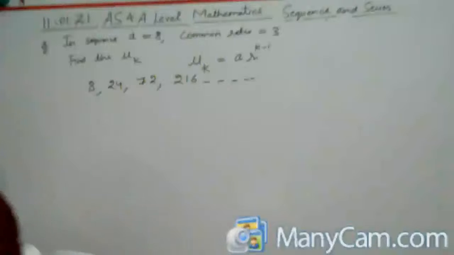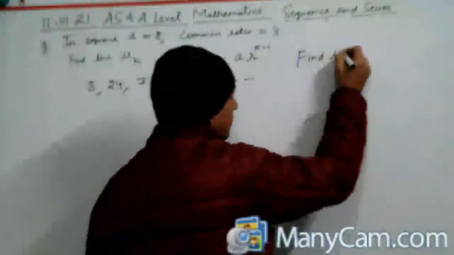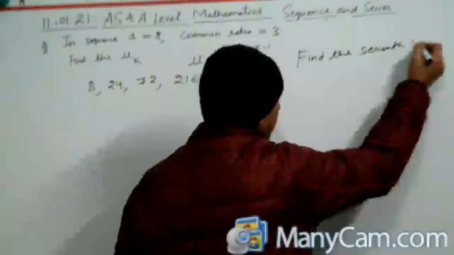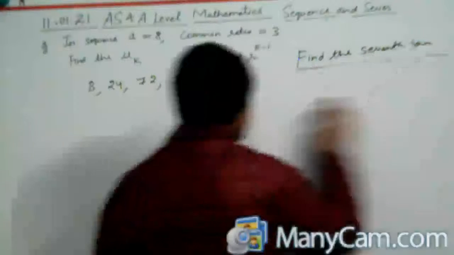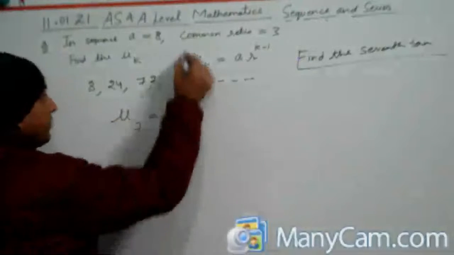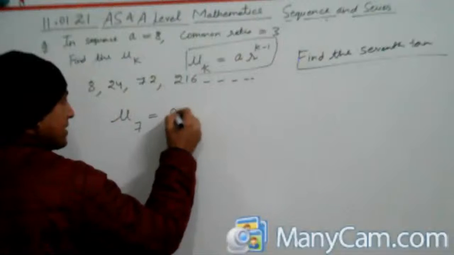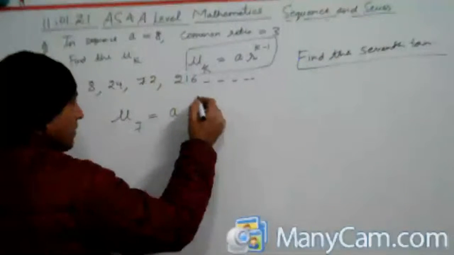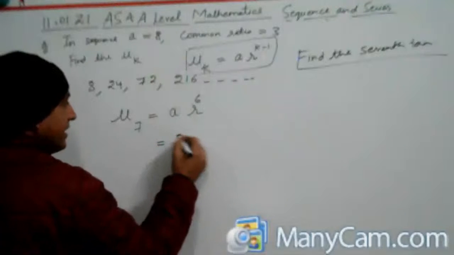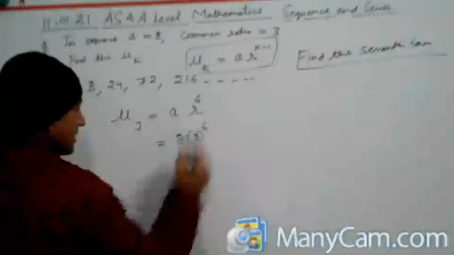So here they are asking to find the seventh term. So for the seventh term, U7 is equal to a into r raised to power 6, since n minus 1 is 6. So here a is 8, and the ratio is 3, so 8 into 3 raised to power 6, right?